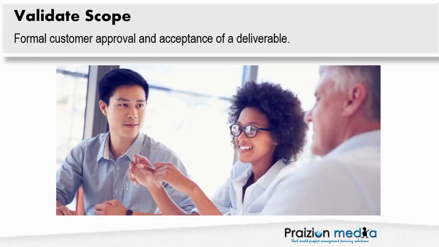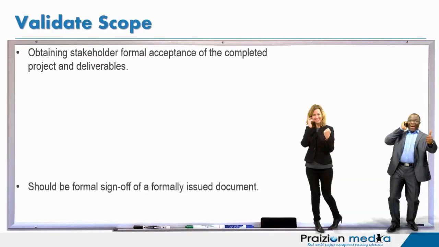Welcome back. Let's talk about our next process, validate scope. Validate scope is a very unique process because it's in this process that your customer reviews the product that you've produced, the service that you've rendered, or a result, such as a lab result. So in validate scope, we are obtaining stakeholder formal acceptance of the completed project and deliverables.